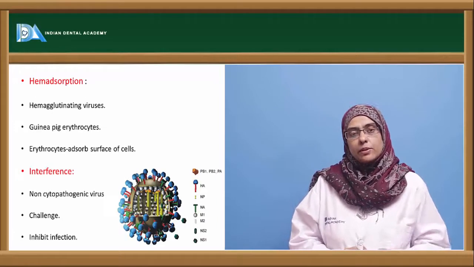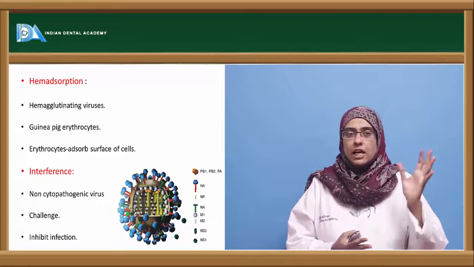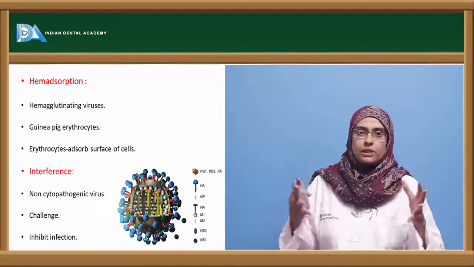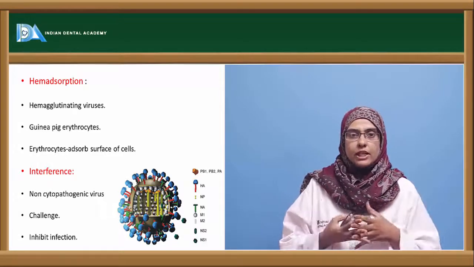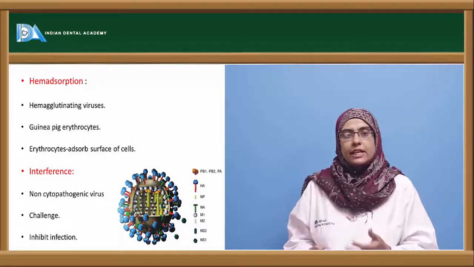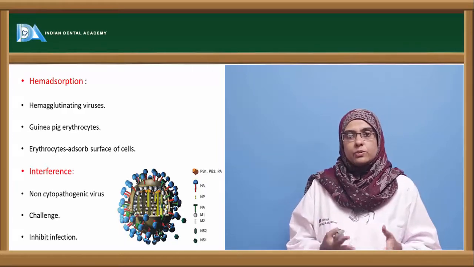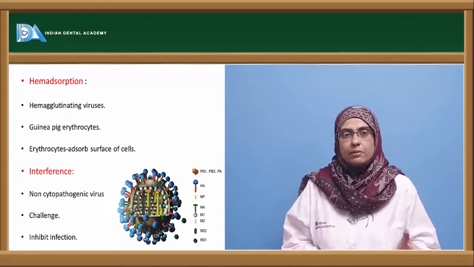Next is hemadsorption, seen exclusively in organisms which have hemagglutination spikes. This helps in the adsorption of RBCs. So RBCs agglutinate and adsorb onto the cell. This helps in easy identification of the growth of the viruses. So erythrocytes adsorb onto the cell, which is called hemadsorption.